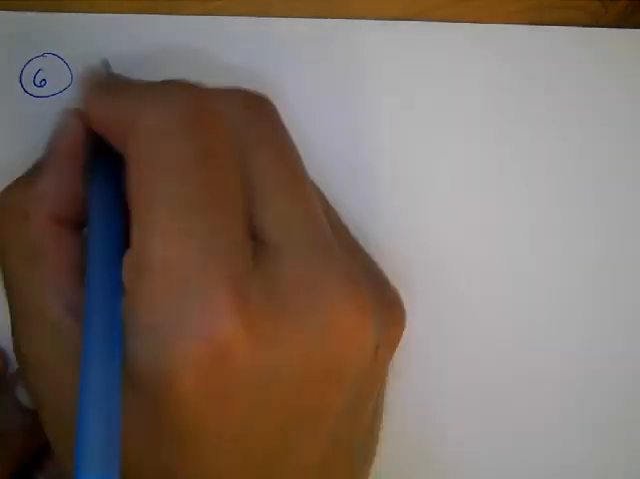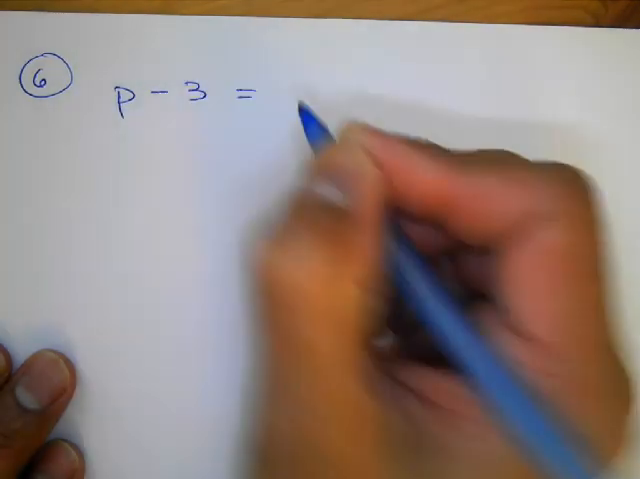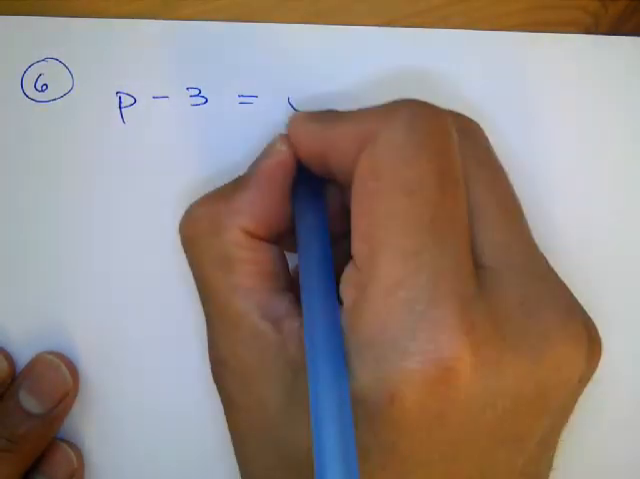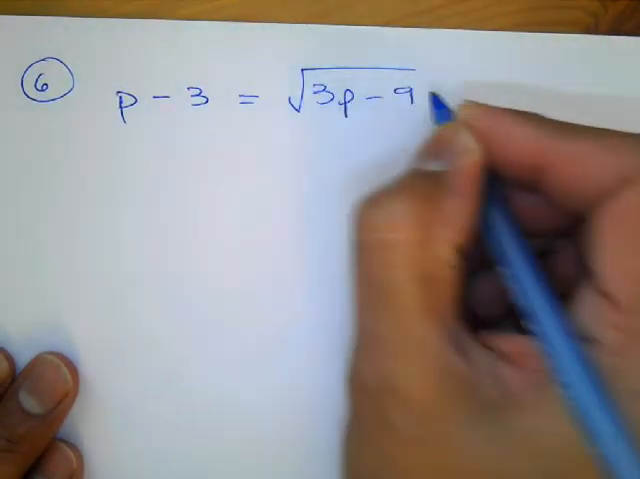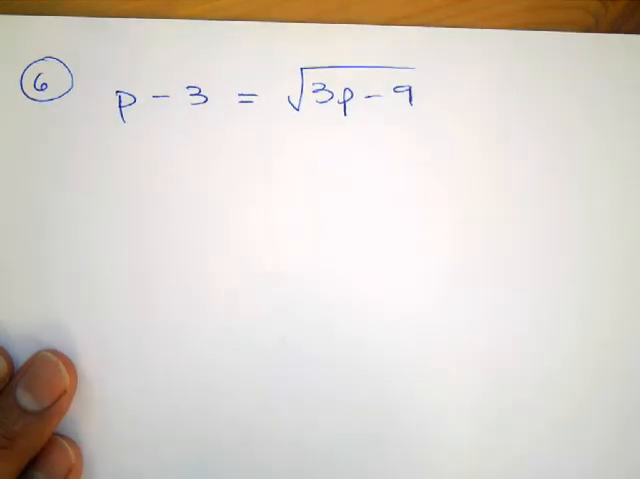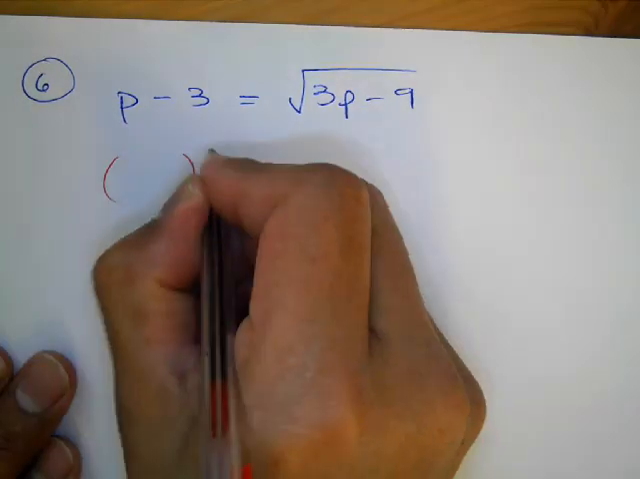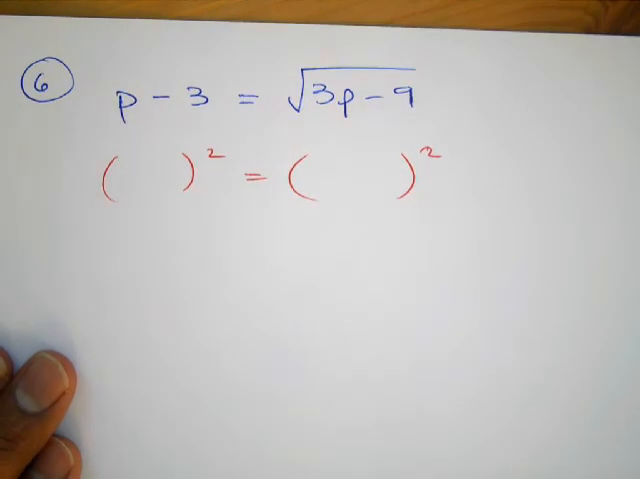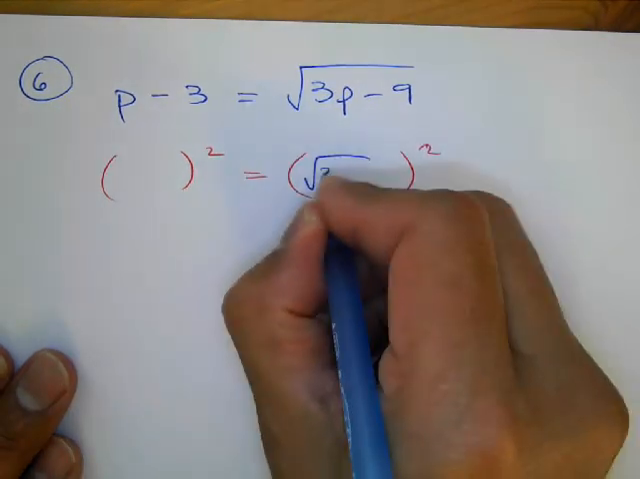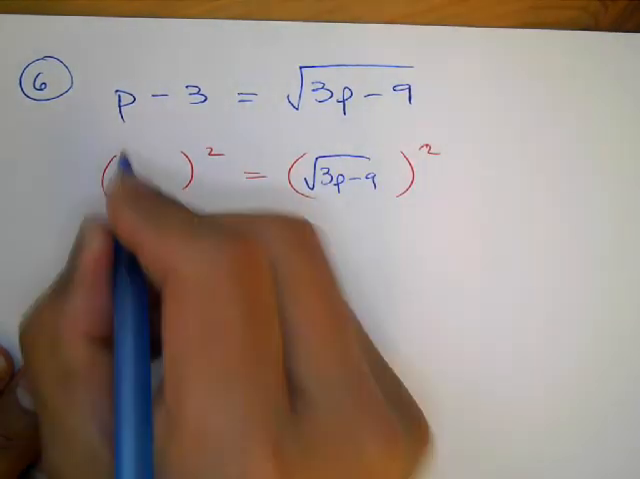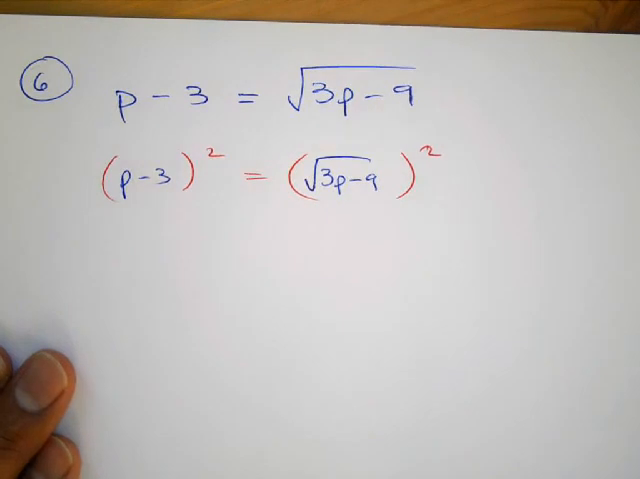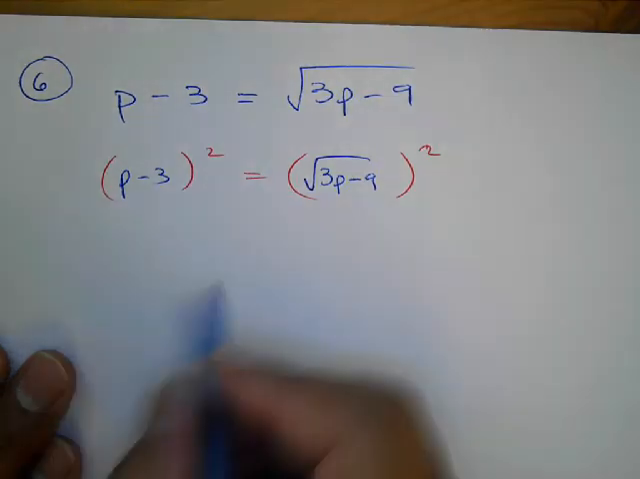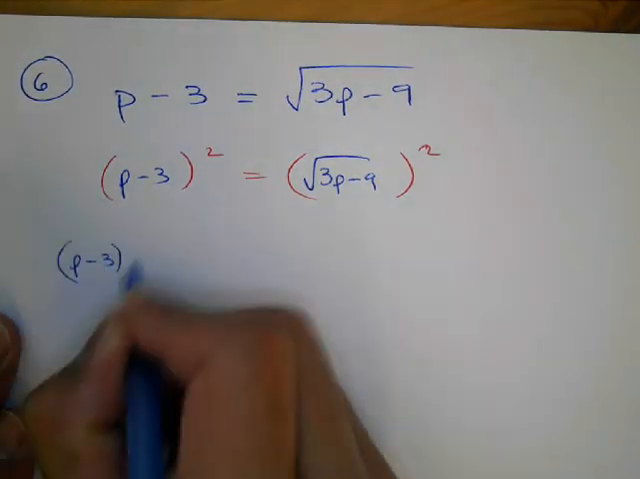Okay, let me do one last one real quick. Again, you can see they're increasing in rigor. And let's do that one, number 6. p minus 3, it'll probably be similar to this one that I just did. 3p minus 9. Okay, I can square both sides, right? Because this radical is already alone on one side.